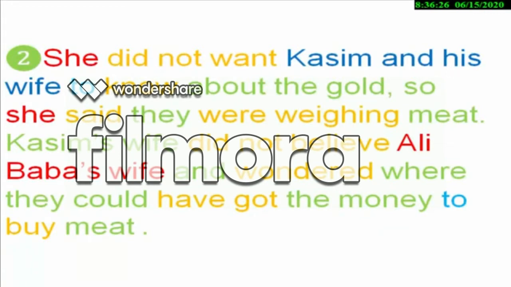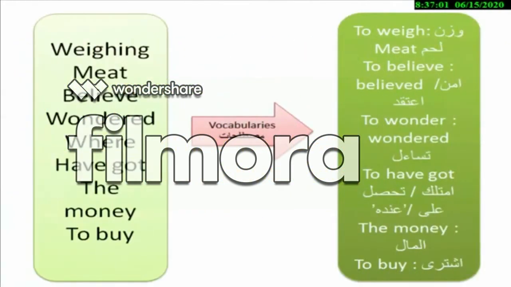Number 2. She did not want Qasim and his wife to know about the gold, so she said they were weighing meat. Qasim's wife did not believe Ali Baba's wife and wondered where they could have got the money to buy meat. Well, this is the first reading. Now we're going to present the difficult words. Then we will move to read slowly and explain in Arabic the meaning in detail of this last passage in this lesson. We start from the left side.